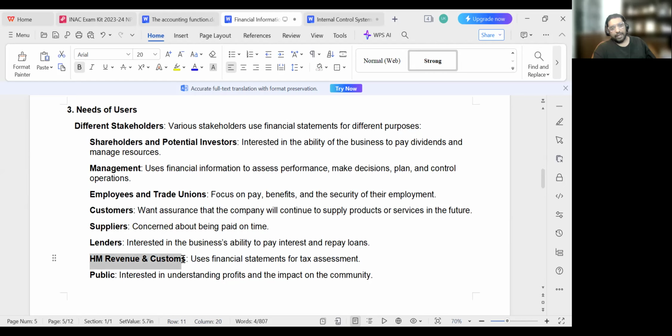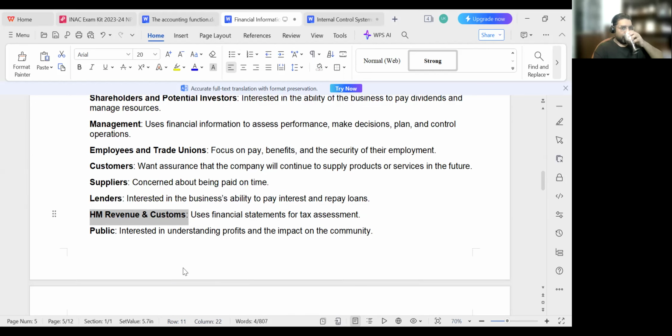HMRC, and about HMRC, that's basically a government regulatory body which collects tax, right? So they are also interested.